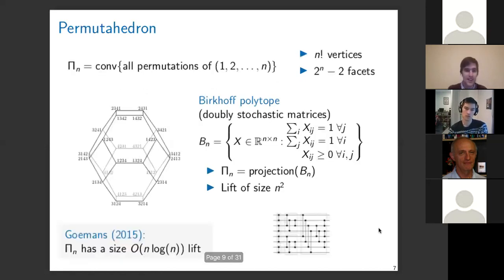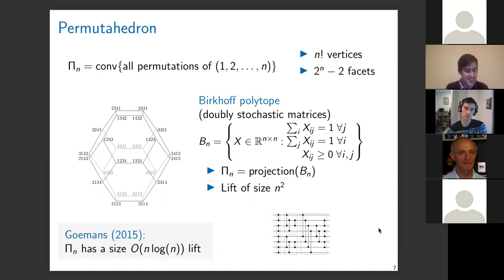But then along came Michel Goemans. The papers are from 2015, the results maybe from 2009. He sort of didn't publish it for a while. And he constructed this very, very interesting smaller lift of the permutahedron that has size n log n. Okay, and there's this funny picture next to this theorem statement here. And all I want to say is that the construction of this lift is really interesting.